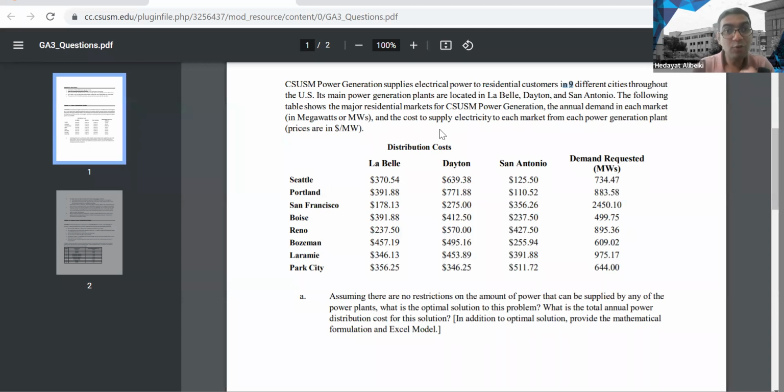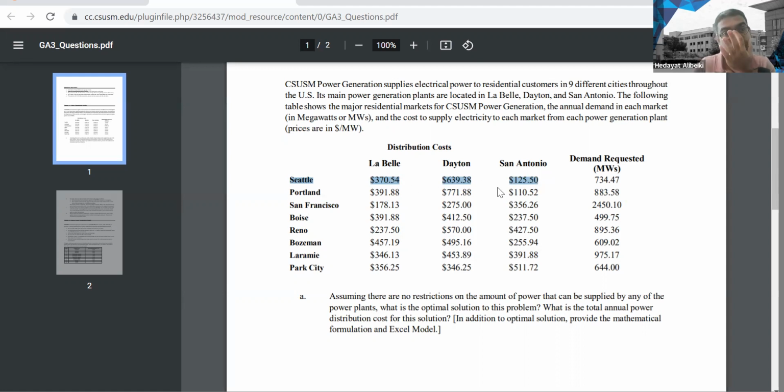But the way you described it, Sam, you want to know whether or not you're going to send distribution from LaBelle to Seattle, whether or not you're going to send distribution from Dayton to Seattle, whether or not you're going to send power from San Antonio to Seattle. So you're making 3 decisions when it comes to Seattle. Which one of these 3?